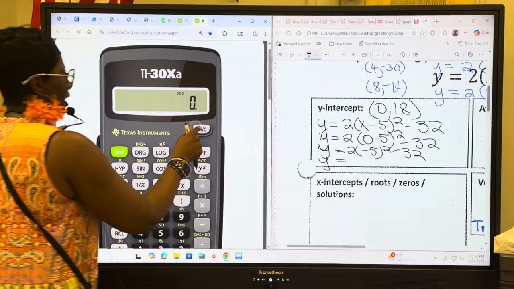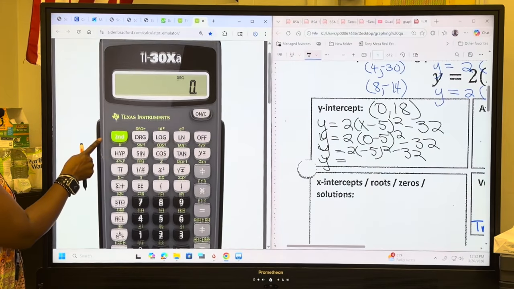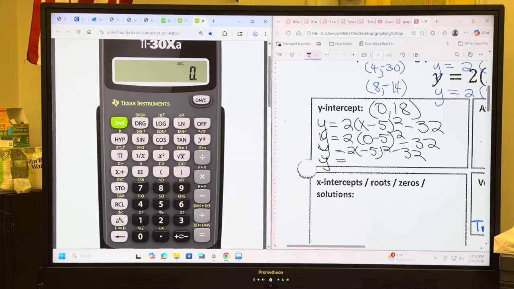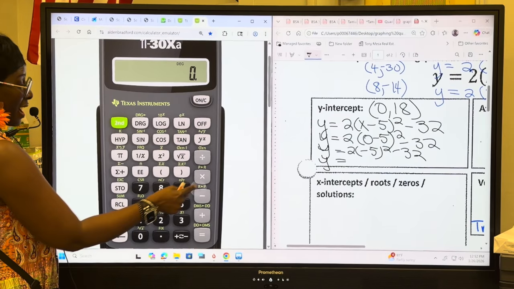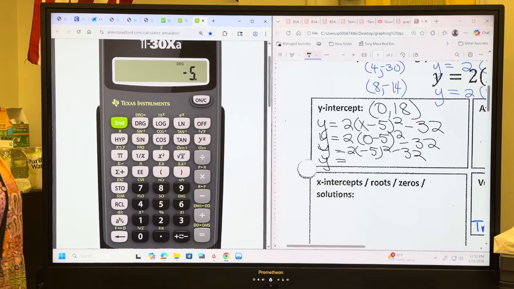What am I putting in my calculator first? Order of operations. What do you put in first? Okay, you can do that. 0 minus 5, which is still just going to give you what? Negative 5, which is what I got. Then do what? Square. Hit that square button. Then what?